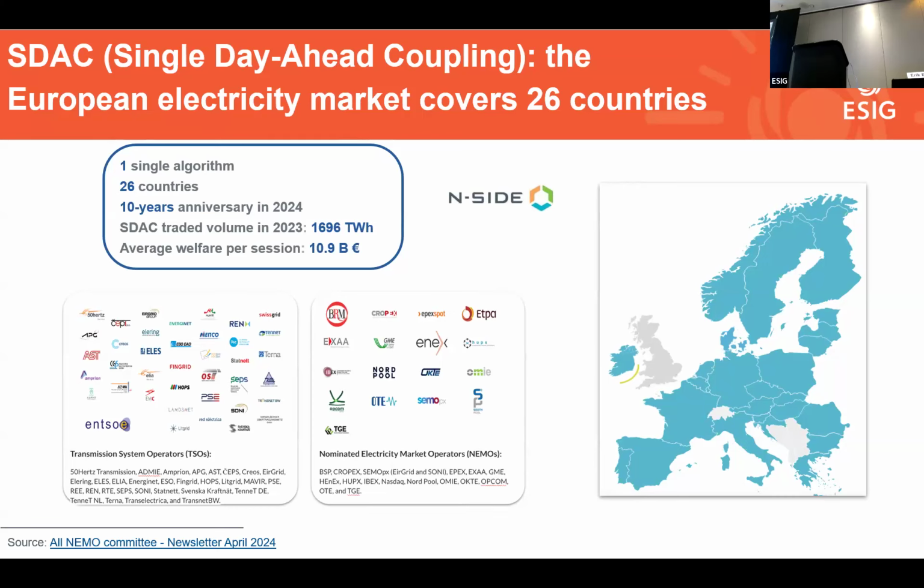The average welfare per session, so per transaction every day, is around 11 billion euros that are exchanged. And the volume that was traded per year is around 1,700 terawatt hours. So it's really the biggest market in the world.